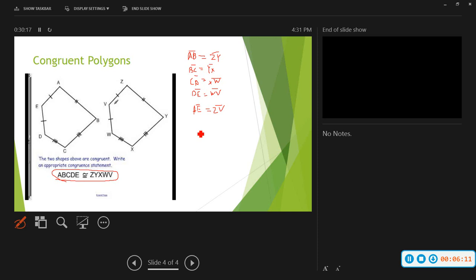And now time for our angles. We got, of course, angle A would be congruent to angle Z. Angle B would be congruent to angle Y. Angle C would be congruent to angle X. Angle D would be congruent to angle W. Angle E would be congruent to angle V.